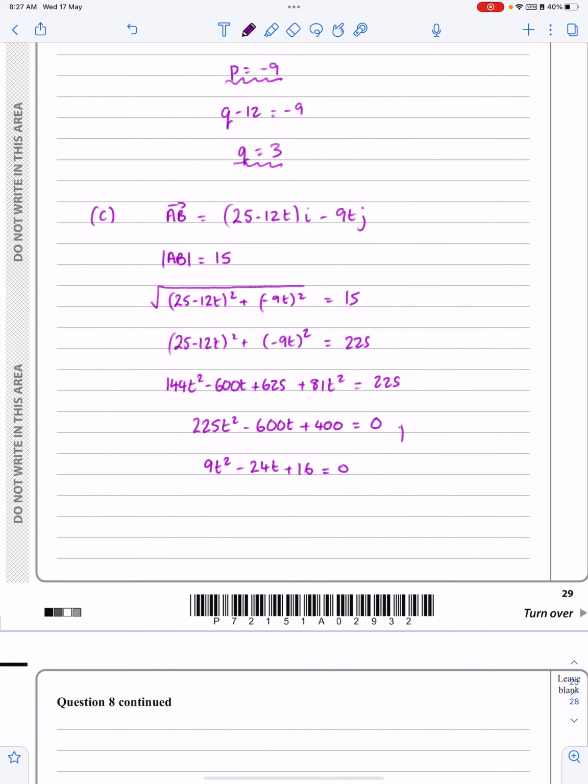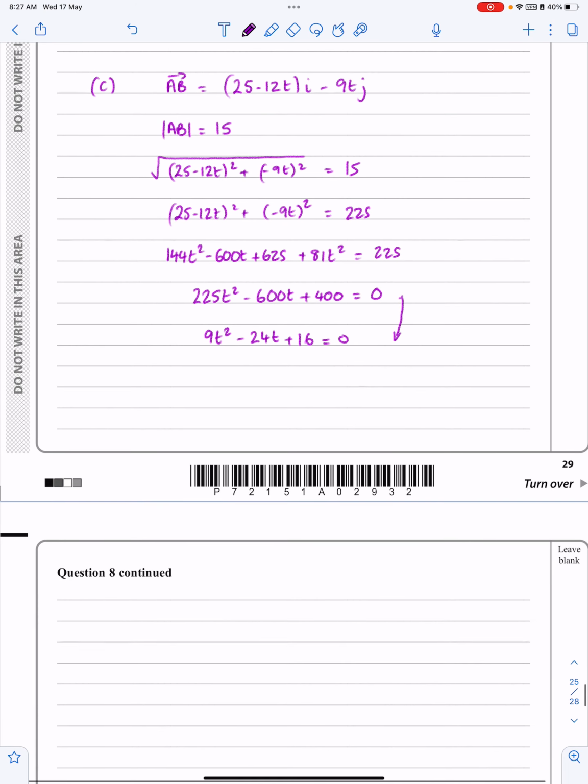Well, if they've gone to all the bother of making sure that that tidies up like that, pretty certain that that is actually going to factorise, okay? So again, you might have some whizzy quick way of doing it on your calculator to get the answers. I'm a bit more old-fashioned than that. I'd just factorise this. It actually factorises to (3t minus 4)(3t minus 4), so we only get one answer. We get t equals 4 over 3.